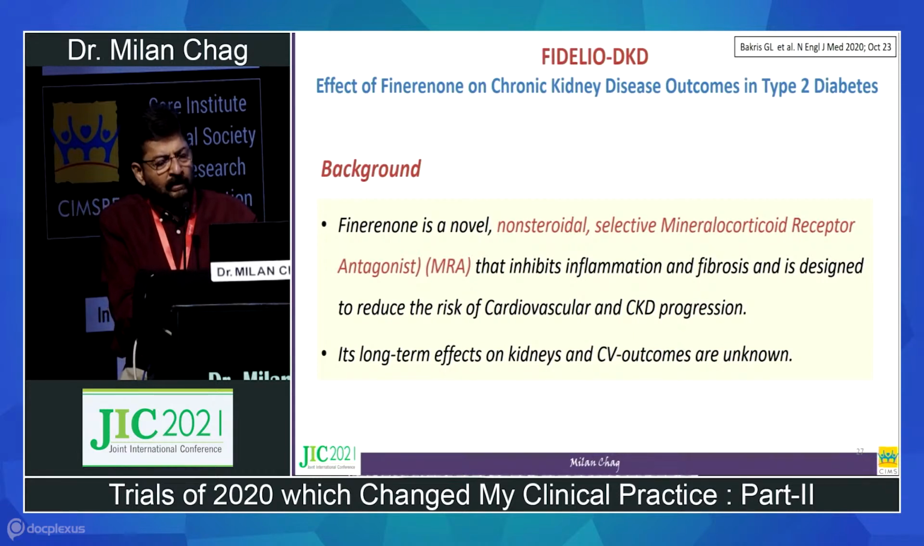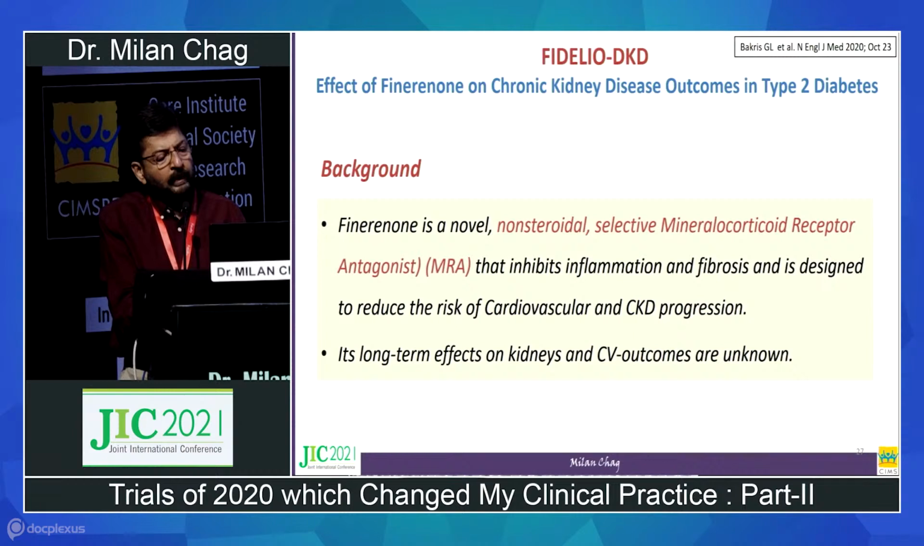Now we have SGLT2 inhibitors and GLP-1 also. But is there anything else you can do? So this is a new molecule, finerenone, which was studied. It is a non-steroidal selective MRA antagonist. Actually it inhibits inflammation and fibrosis, and it is designed to reduce cardiovascular as well as CKD progression.